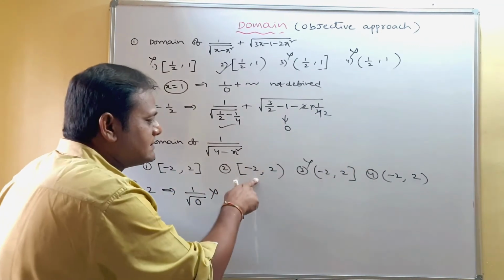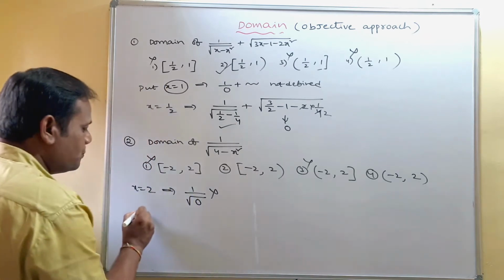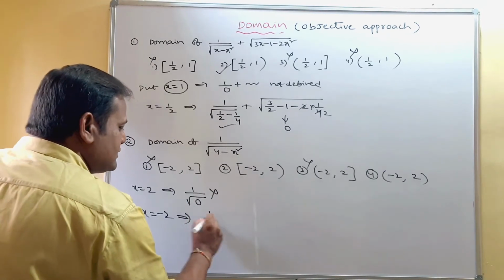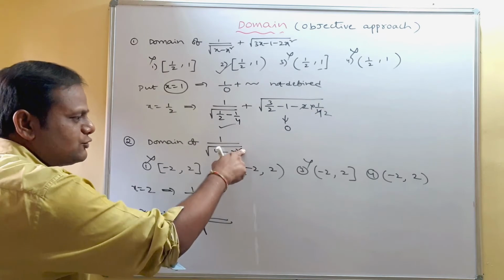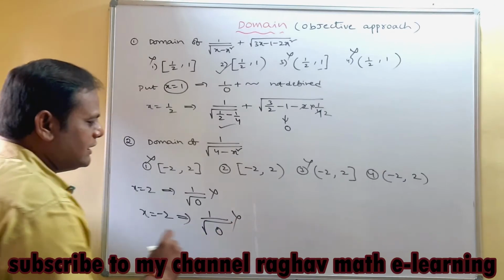In the second option we have minus 2. So you put x equal to minus 2. Then what happens for this function? Again 4 minus 2 whole square, 4 minus 4, again 0. Is it defined? No, it is not defined.